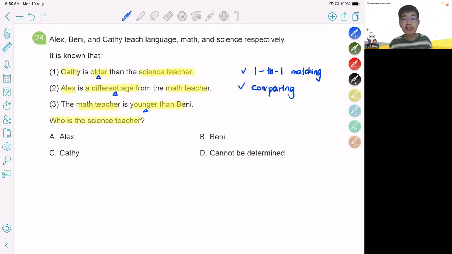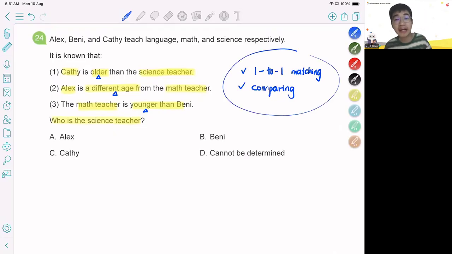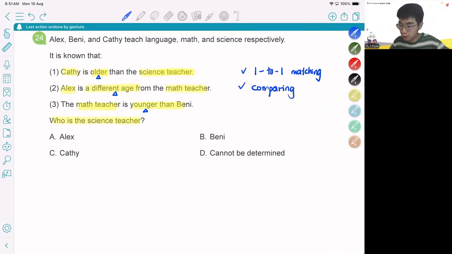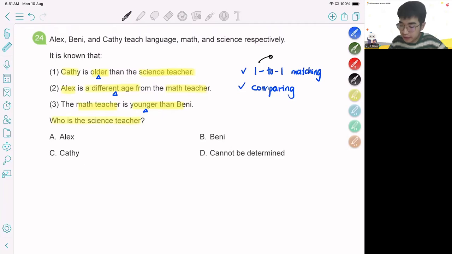Now, just a reminder, for these sort of logical reasoning questions, there is one tool that can help you. For one-to-one matching, what we usually do is we draw a table to match the name information to the subject information. When we are comparing, it is best to draw what we call a magic arrow or a number line, timeline, whatever you call it, so that we can arrange the things that we are comparing very clearly. So let's see how we can use them in this question.